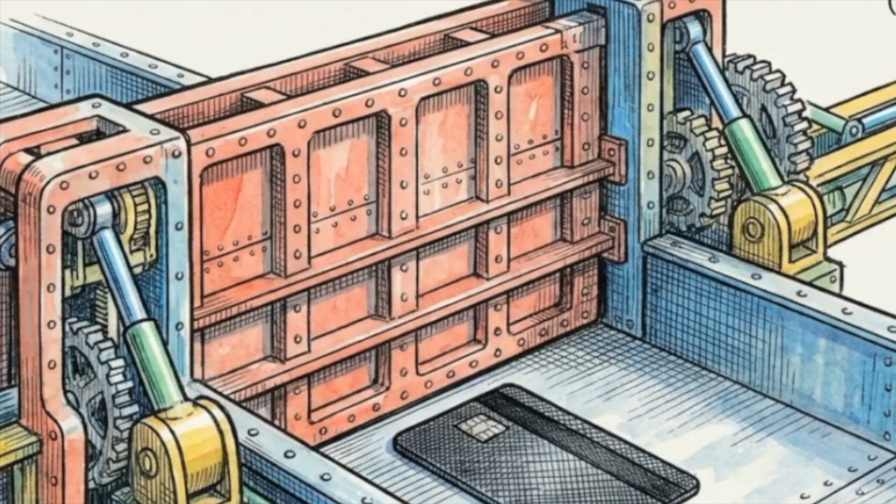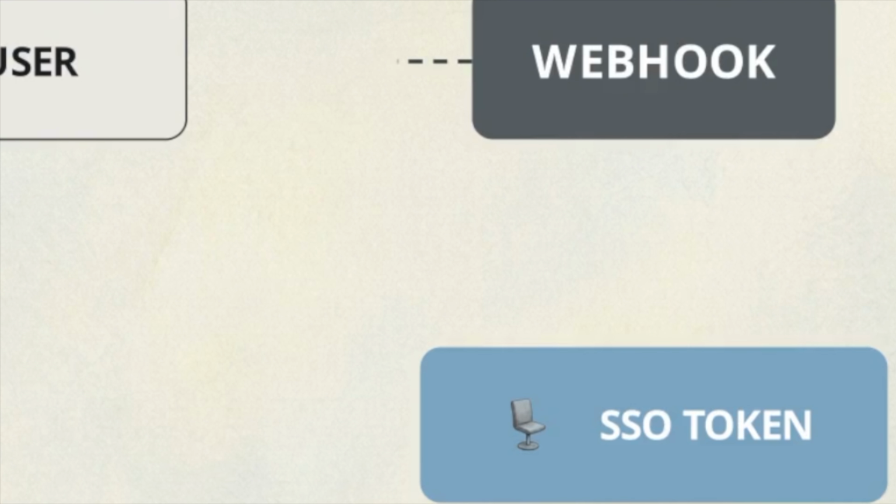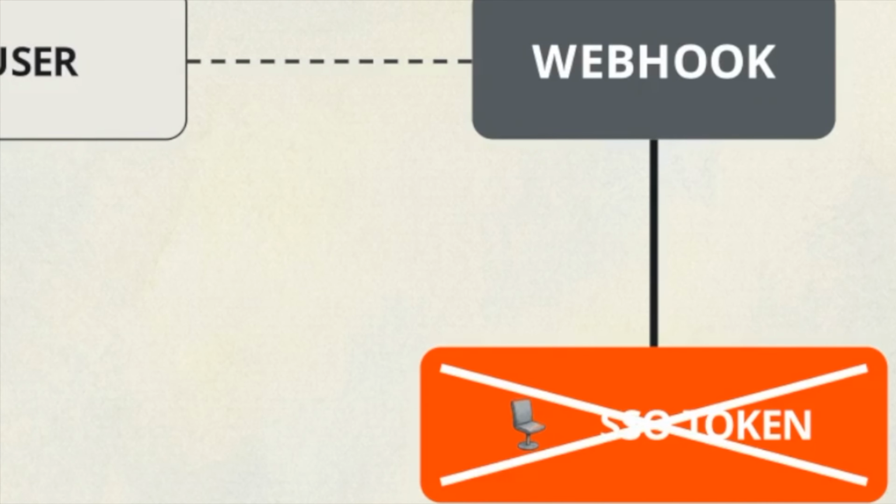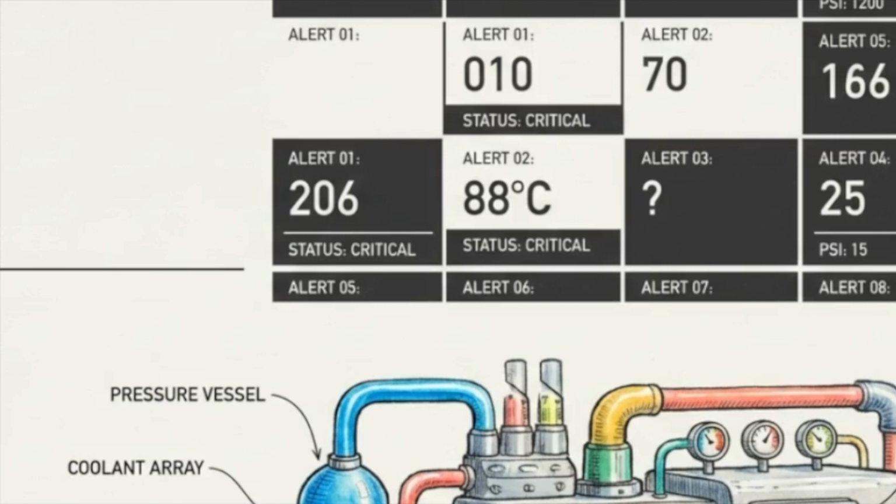Once a ghost subscription is flagged, the system executes the cut. It routes an automated termination webhook to the original application owner, or, depending on your permissions, it autonomously revokes the SSO token entirely.